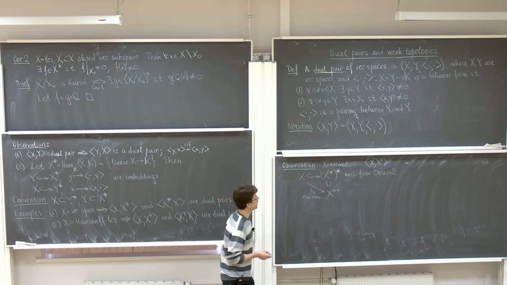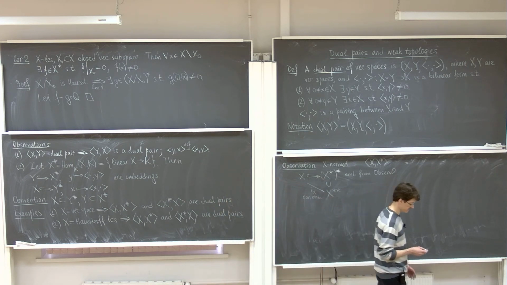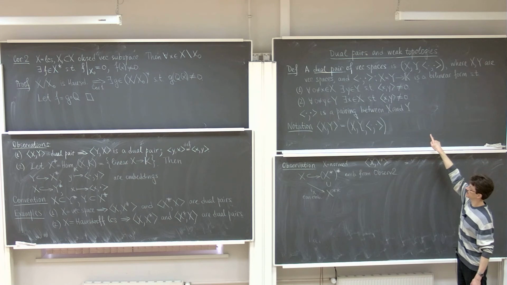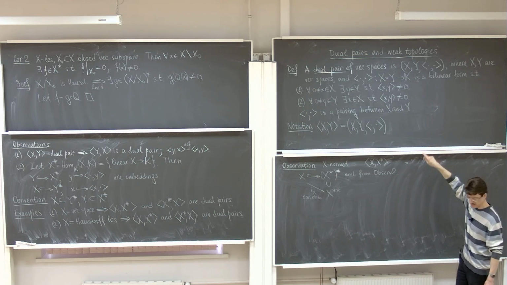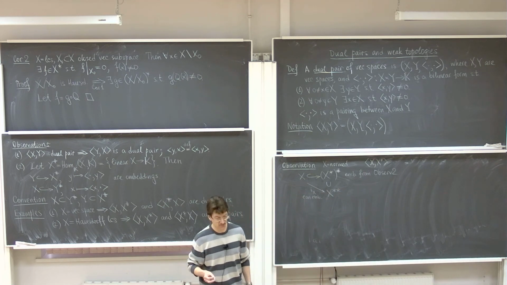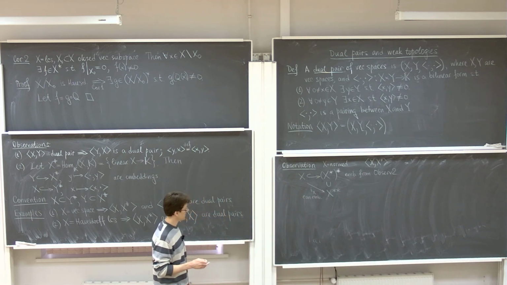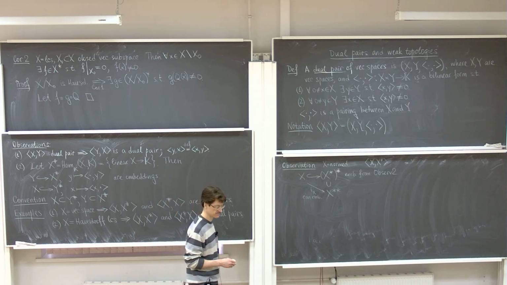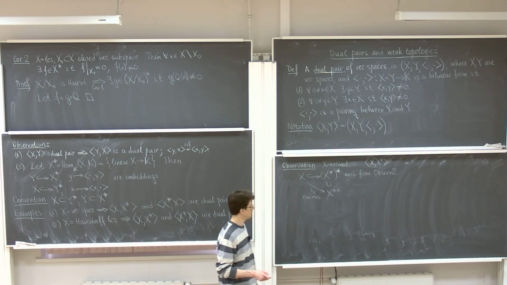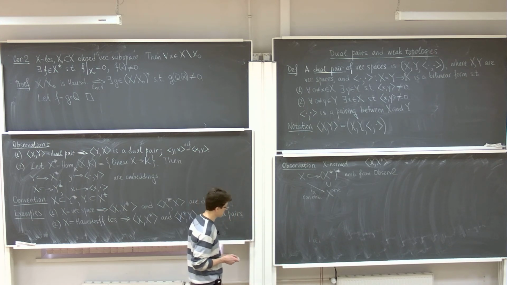So far, when we deal with dual pairs, I'd like to stress that the definition itself is purely algebraic. That is, a priori, there are no topologies on X and Y. But in fact, as we will see now, once we have a dual pair, we can always equip X and Y with structures of locally convex spaces. In fact, there are many different ways of doing this. We'll discuss only one of them, which is the simplest one, and which is probably the most useful one.